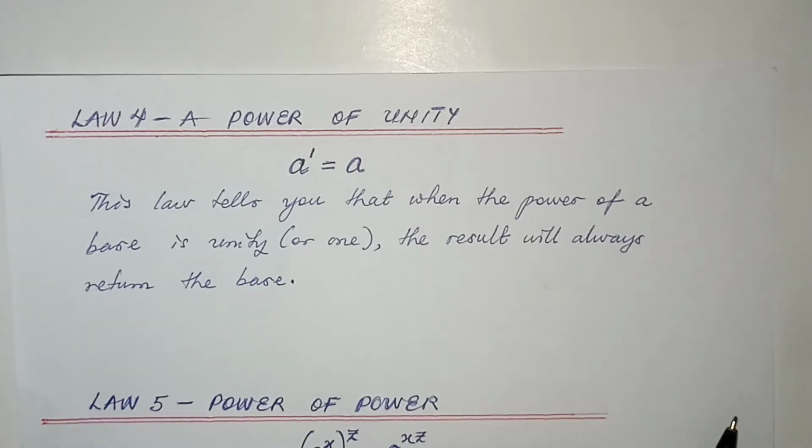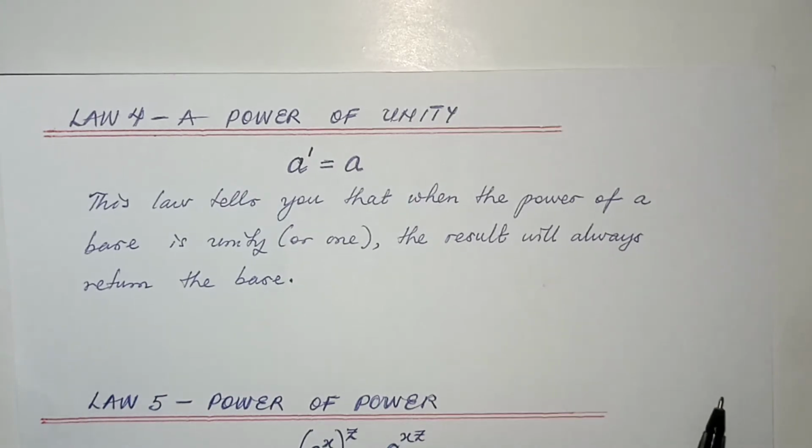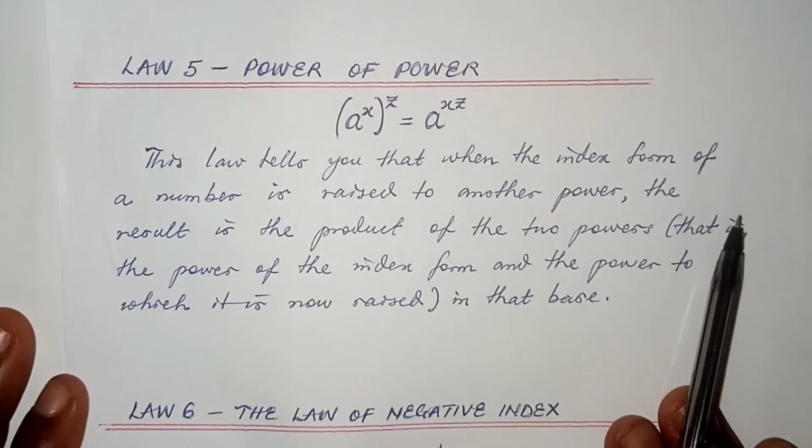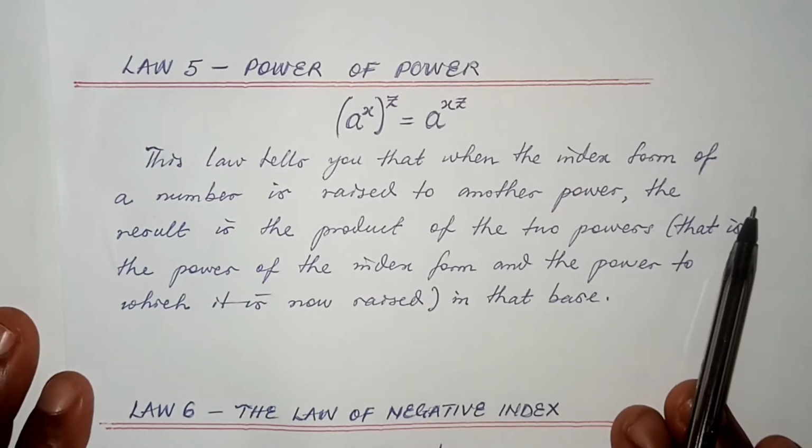So, a power of unity. This law tells you that when the power of a base is unity or 1, the result will always return the base. It is as simple as that. So, a raised to power 1 is equal to a, 5 raised to power 1 is equal to 5, 10 raised to power 1 is equal to 10, and so on.